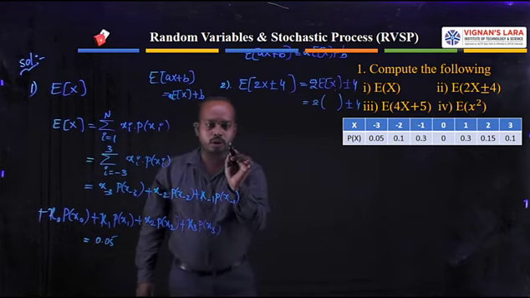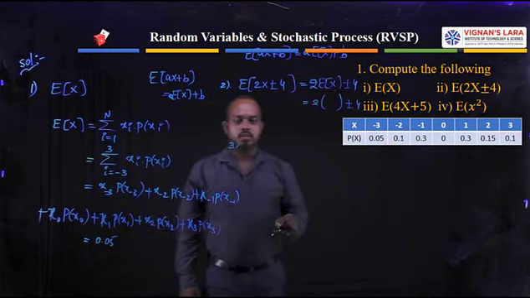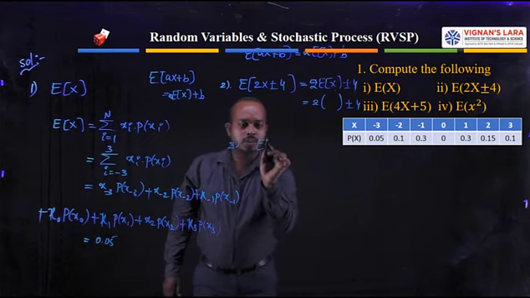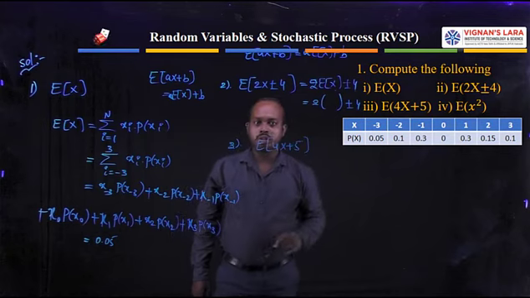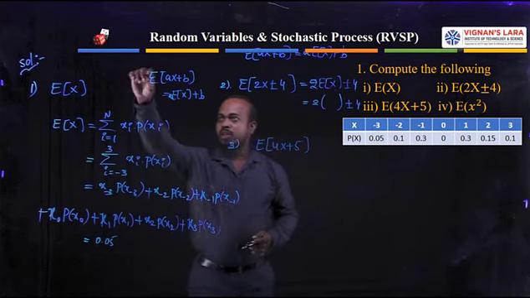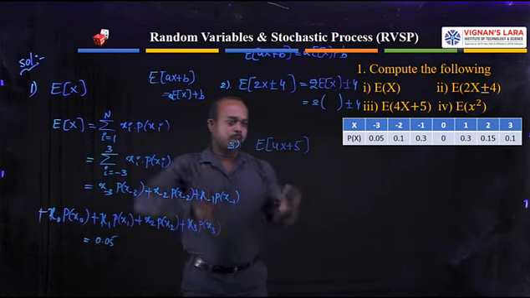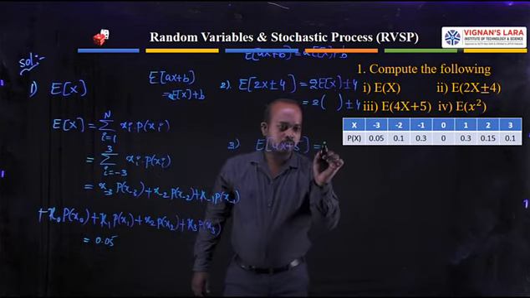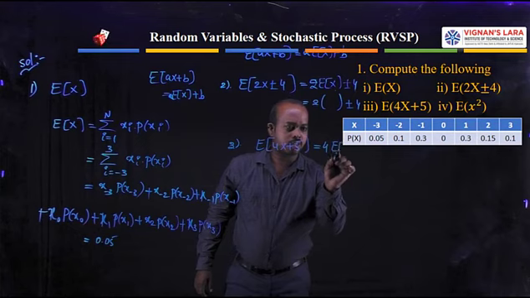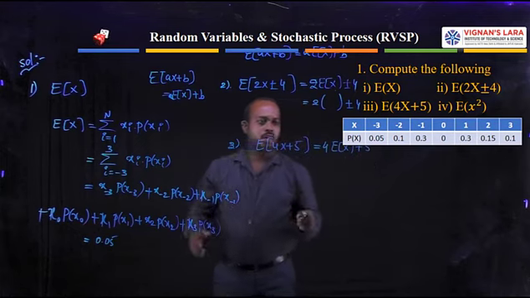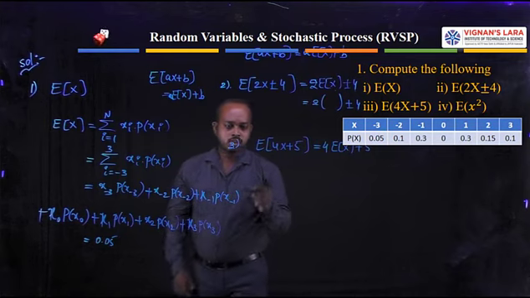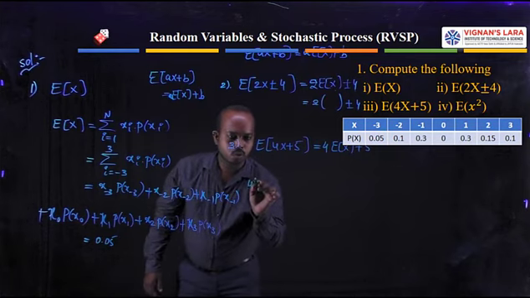Coming to the third point. The third point is expectation of 4x plus 5. The same property we are applying in this one. What is the property? Expectation of ax plus b. Based on that one, you can write 4 into expectation of x plus 5. Plus 5, and we are able to give the solution for that. Coming to the last one. What is the last one?